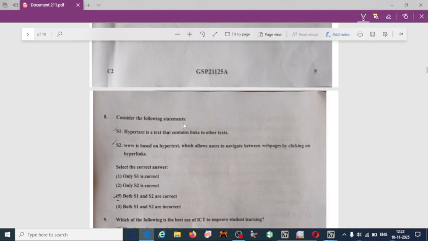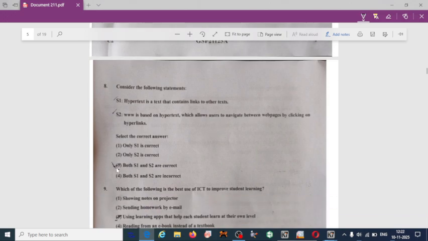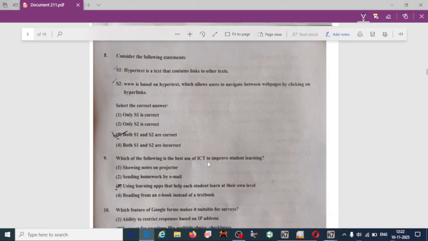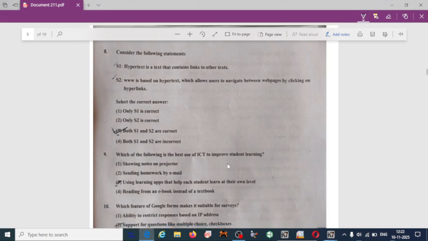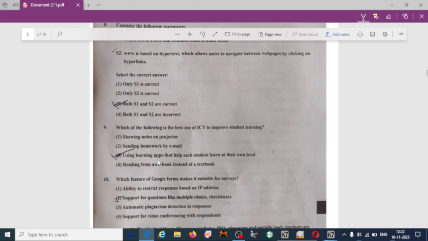Seventh one, consider the following statements. S1 and S2 they have given. S1 hypertext is a text that contains links to other texts. S2 www is based on hypertext, which allows users to navigate between web pages by clicking on hyperlinks. Option 3 is correct. Both S1 and S2 are correct. Which of the following is the best use of ICT to improve student learning? Option 3 is correct. Using learning apps that help each student learn at their own level.